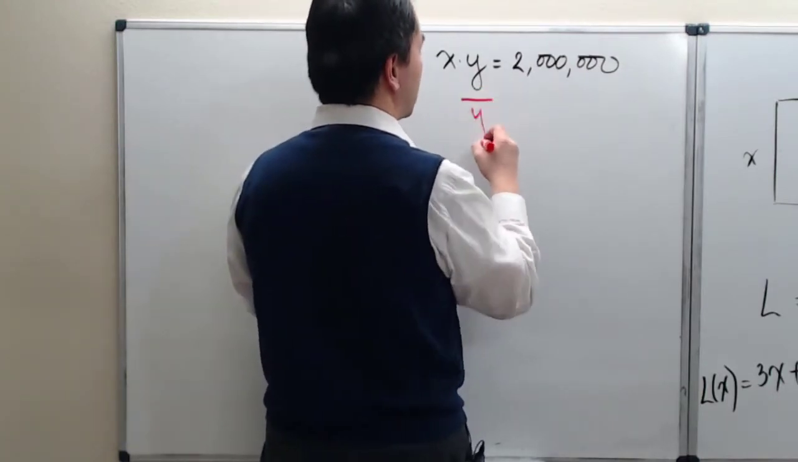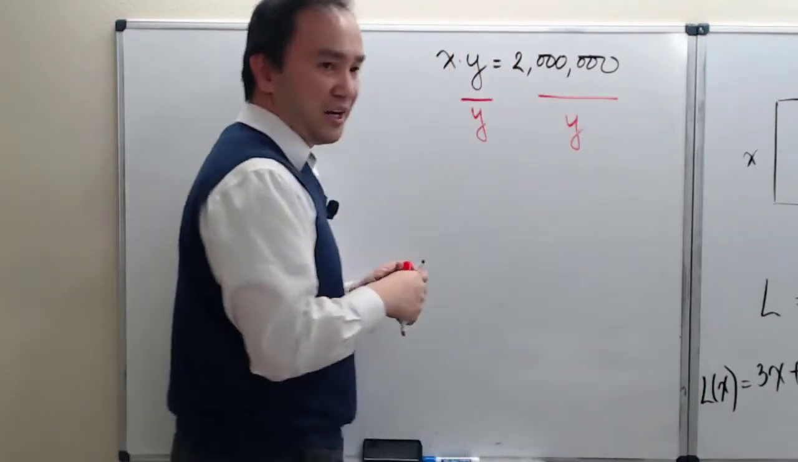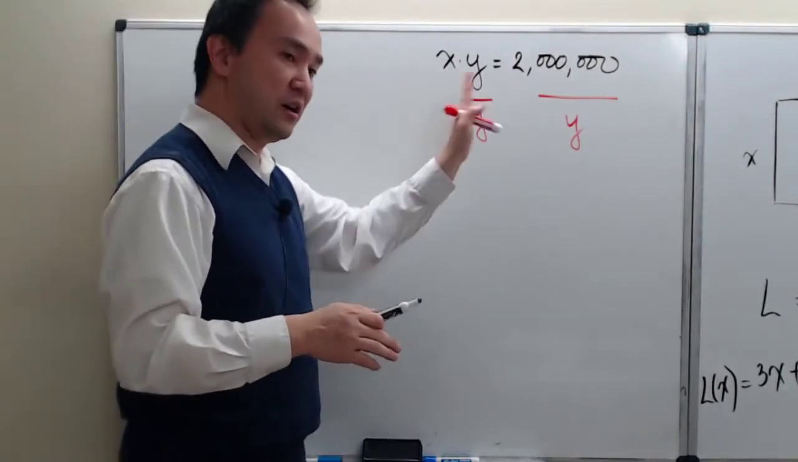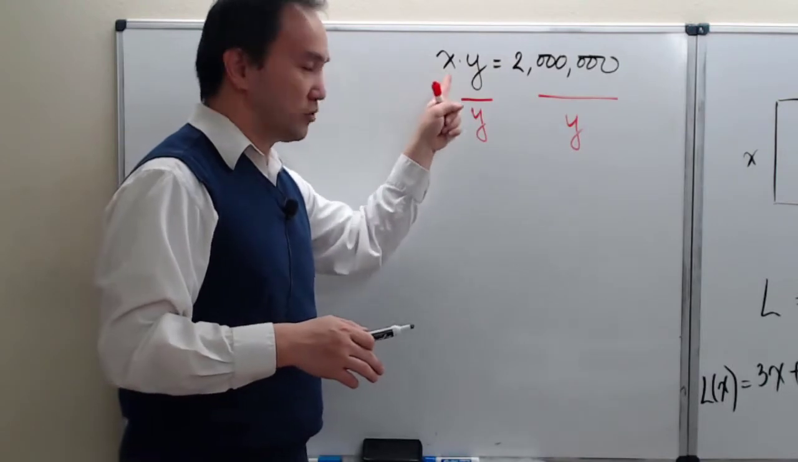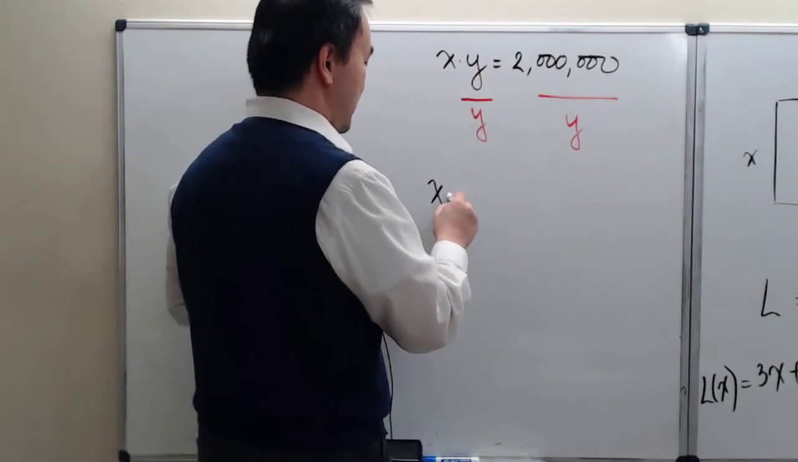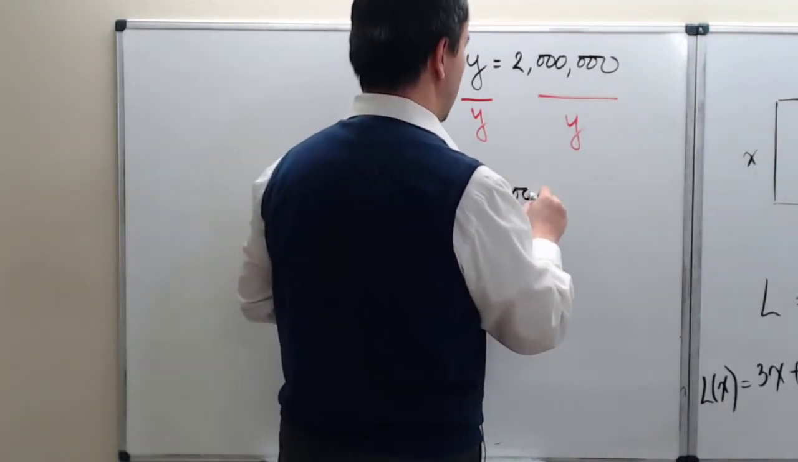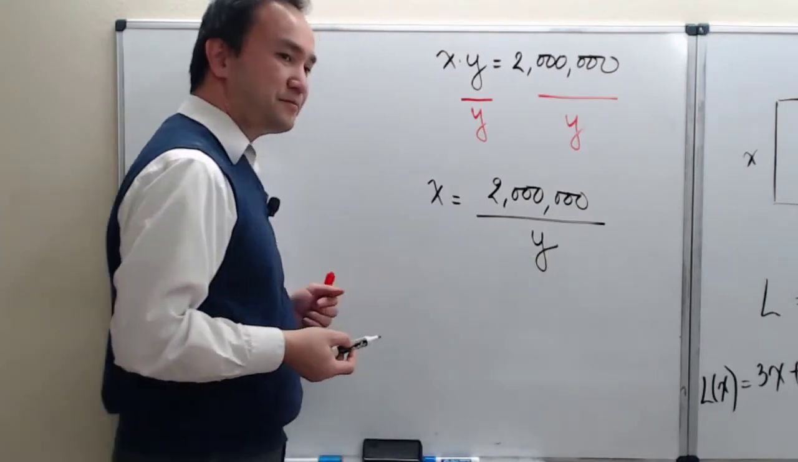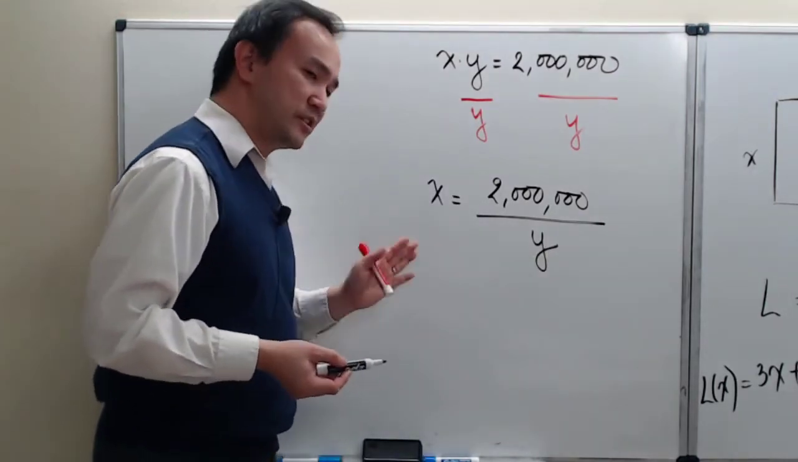So meaning I'm going to divide both sides here by y. Okay, from that given constraint, these two variables here, x and y, are equal to two million. And so in that way, we can solve for x as two million divided by y.